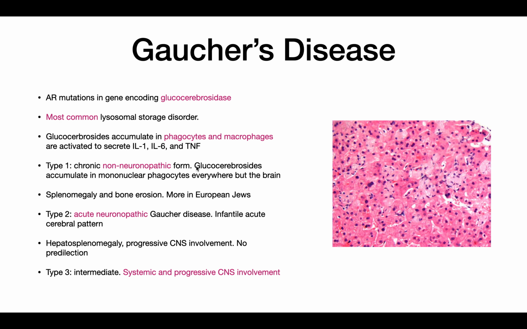The glucocerebrosides are going to accumulate in basically everywhere but the brain. It's going to result in splenomegaly and bone erosion, and it's found more in those of European Jewish descent. Type 2 is going to be acute neuronopathic Gaucher's disease, an infantile acute cerebral pattern. Hepatosplenomegaly is going to occur. Progressive CNS involvement is a part of it, and there's no predilection by descent. Type 3 is intermediate between these two, and it's going to be systemic and progressive CNS involvement.